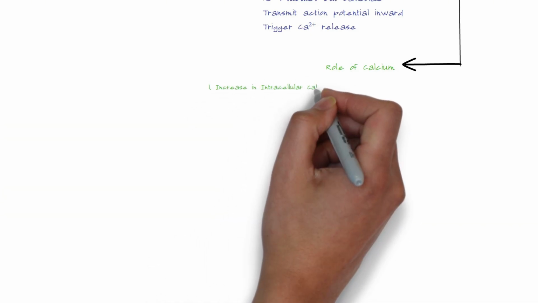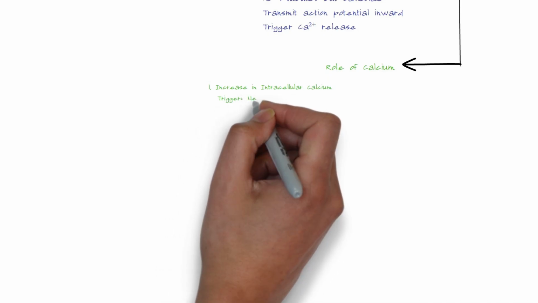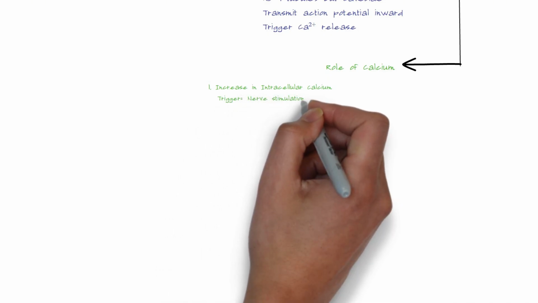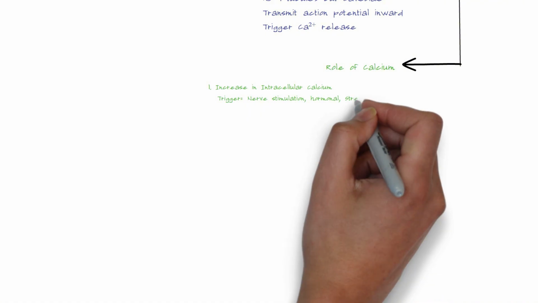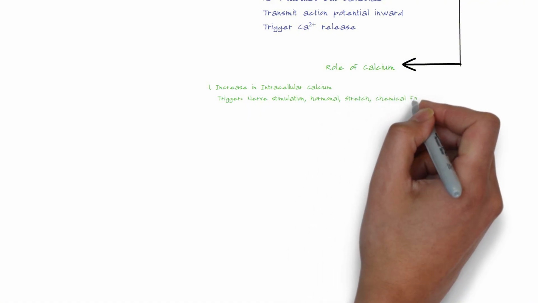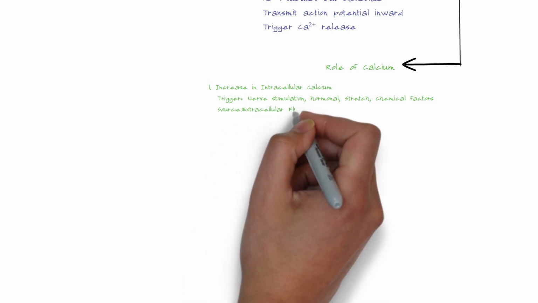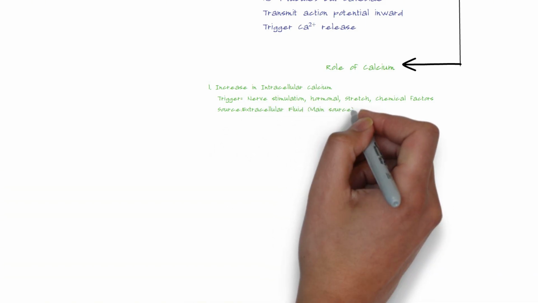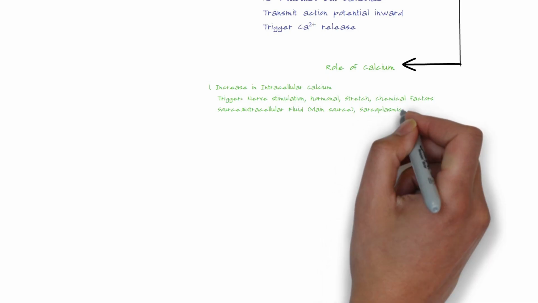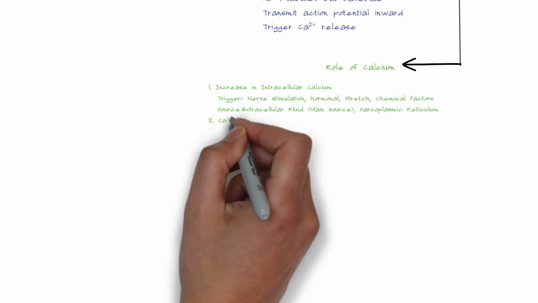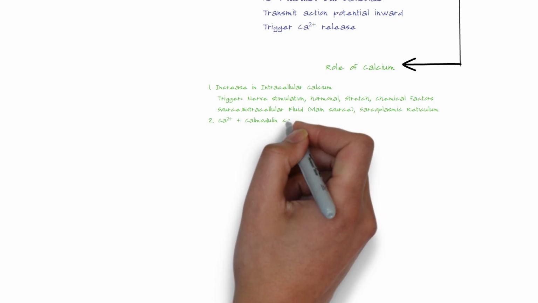First we start with the increase of the intracellular calcium, and this occurs by a trigger, and the trigger could be a nerve, hormone, stretch, or a chemical factor. And remember that the source of the calcium which enters the smooth muscle is either from the extracellular fluid, which is the main source, or from the sarcoplasmic reticulum.